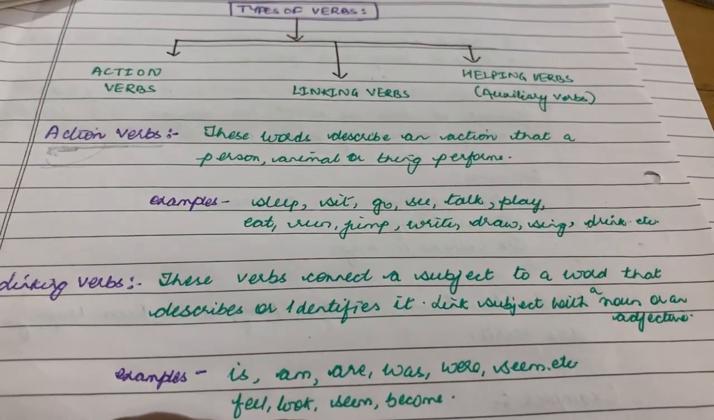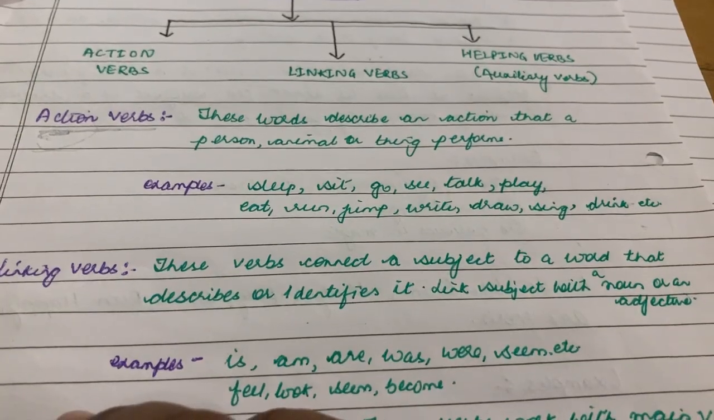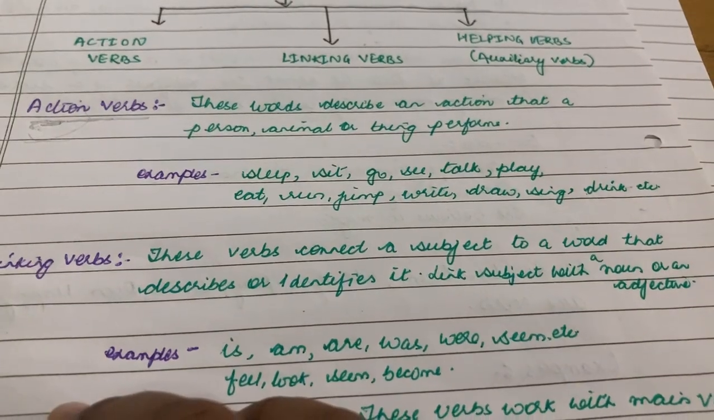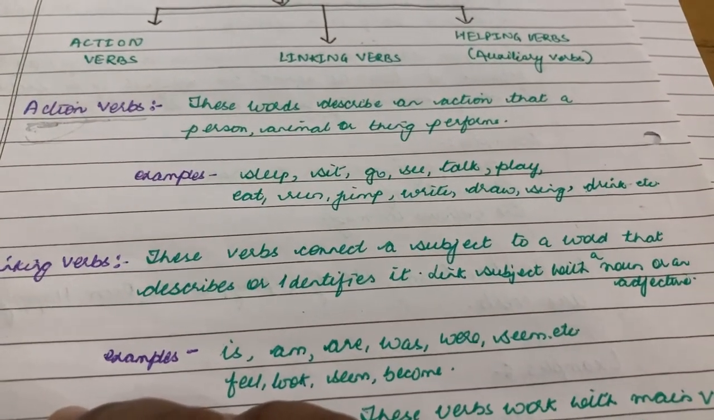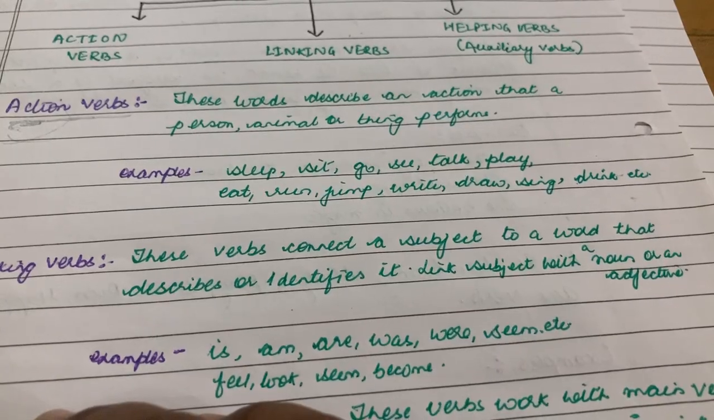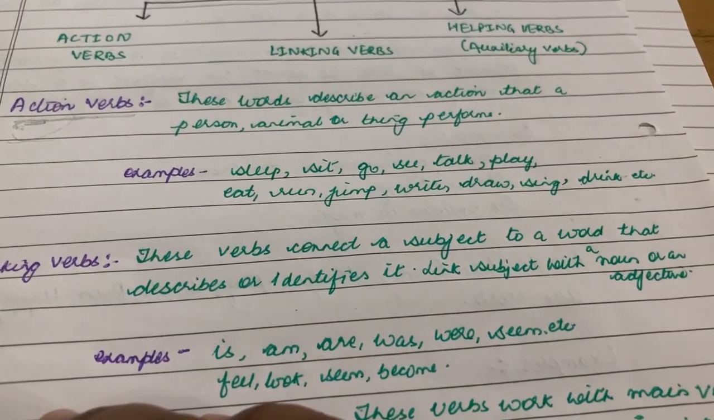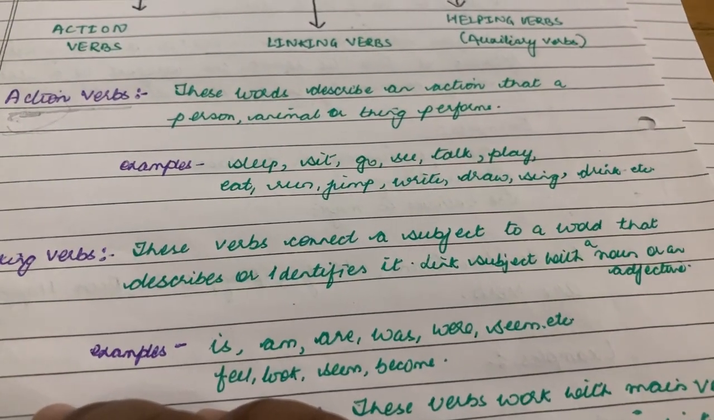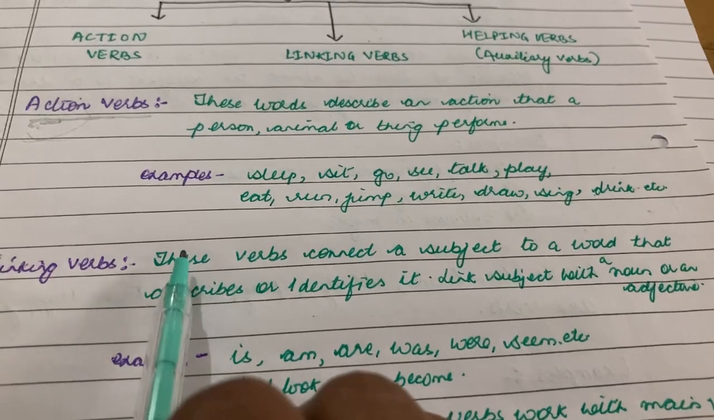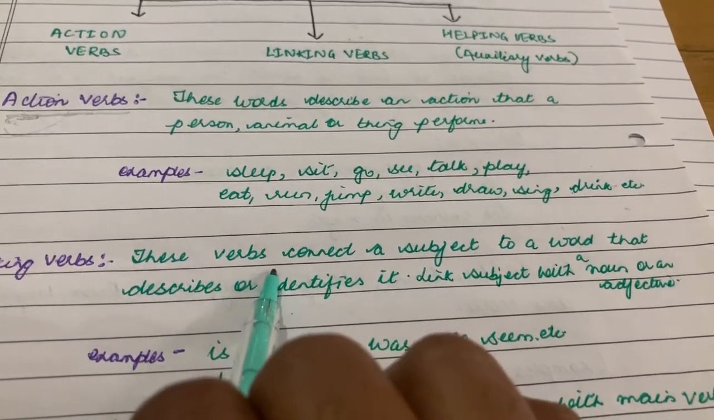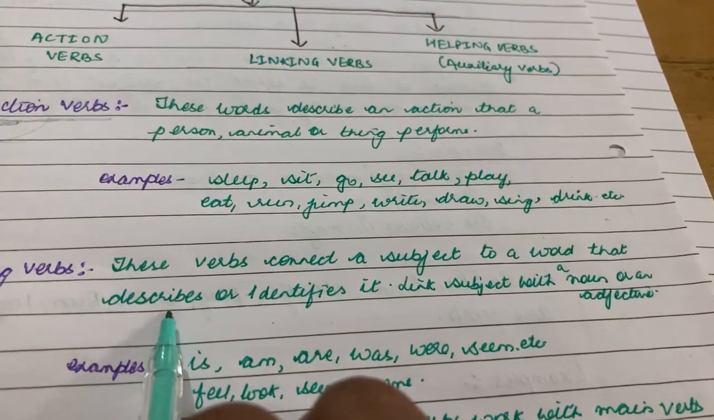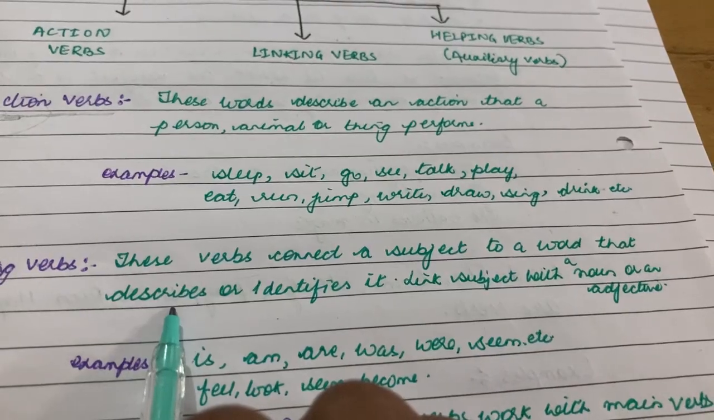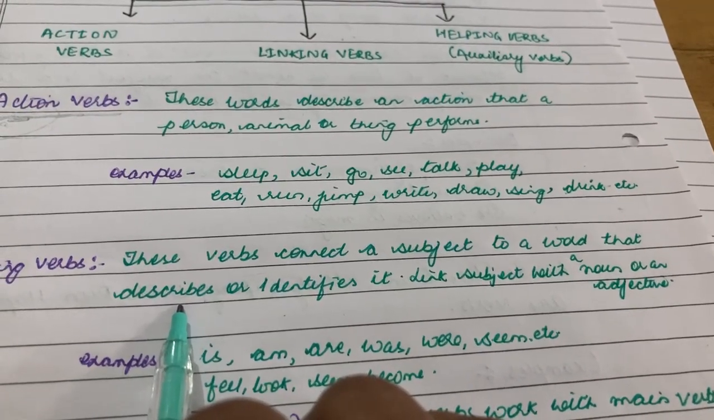Then what are linking verbs? Linking verbs link the subject with a noun or an adjective. So here, my dear students, to make a meaningful sentence, there are a few verbs that are used to complete the sentence and make it meaningful. These verbs connect the subject to a word that describes or identifies it. Or we can also say they link the subject with a noun or an adjective.